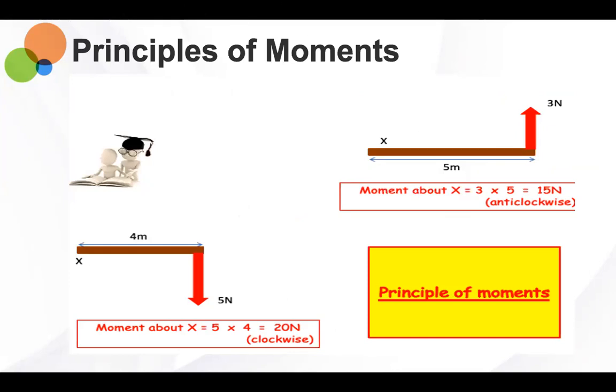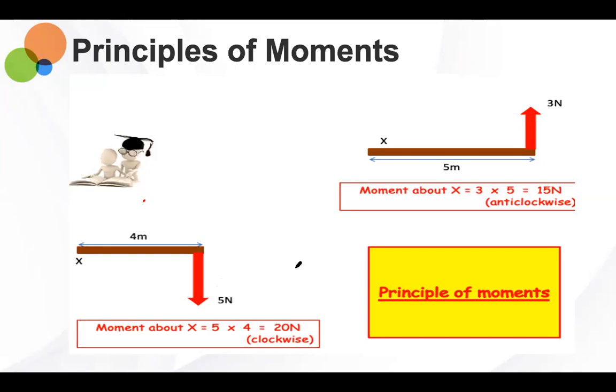As we said, we introduced it, but now we look at the actual application and the principle of moments. Now, what is our moment here? We have 5 newtons, 4 meters away from the pivot. How do we calculate the moment? 5 times 4, and that would give us 20. And you want to state that it is 20 clockwise, of course.